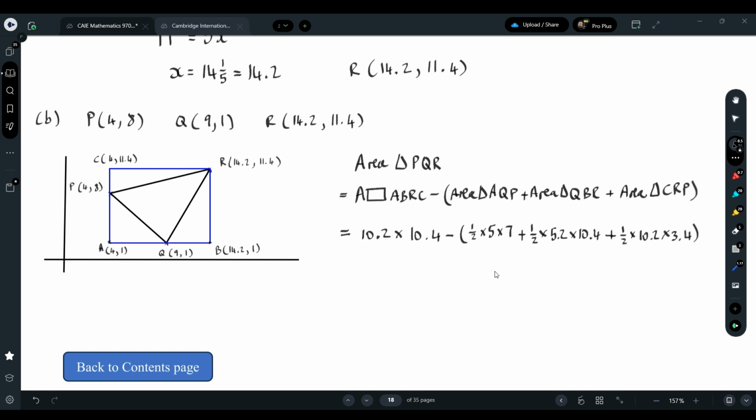Something we notice is that every term inside the bracket has this half. So you could factor that out if you wanted to. But because we have all numbers in this expression now, you can enter that into your calculator in one go, and we'd get a final answer of 44.2 units squared.